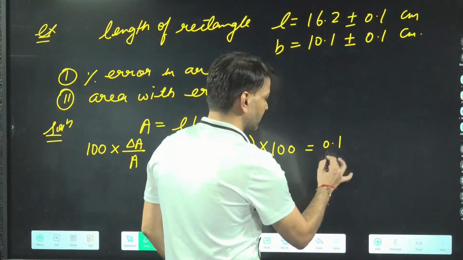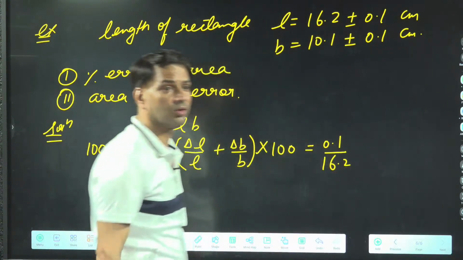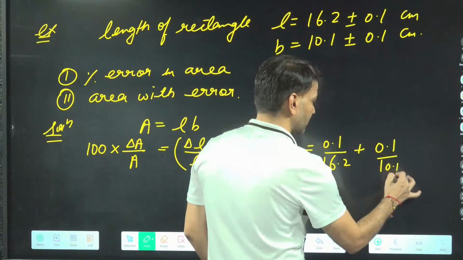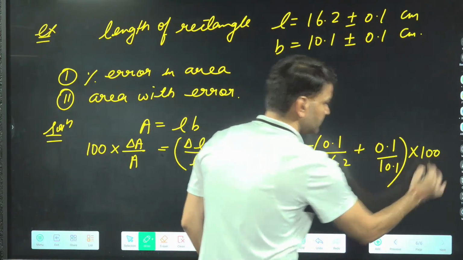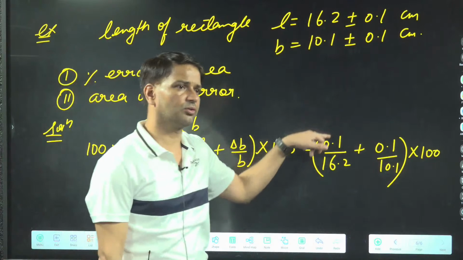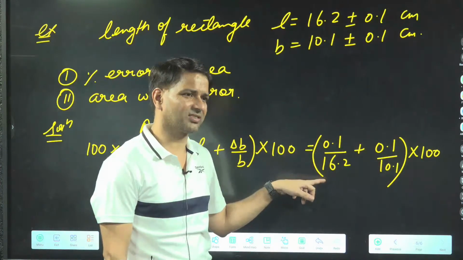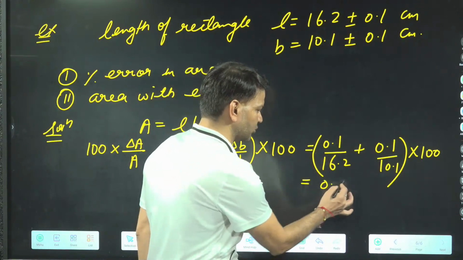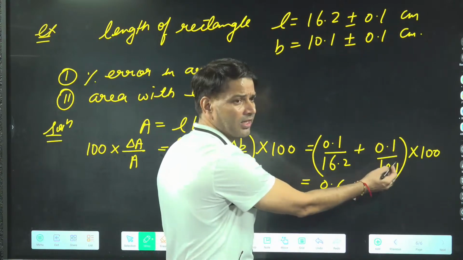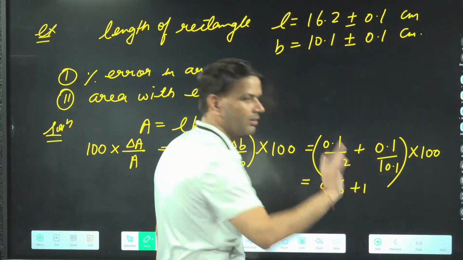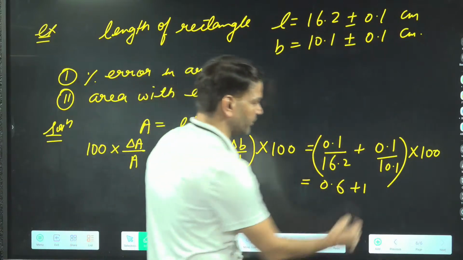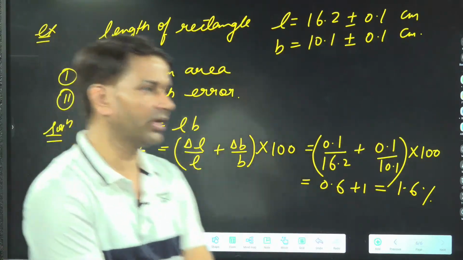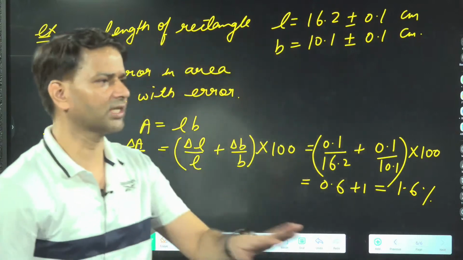So I can write 0.1 by 16.2, plus delta B, which is 0.1 upon 10.1, into 100. When you multiply this by 100, this becomes 100 upon 162, which is around 0.6, and 100 upon 100, which gives 1. You add them, so from this we can say it will come to 1.6%. So the percentage error we get is 1.6%. Yes or no? This type of problem we have already done.